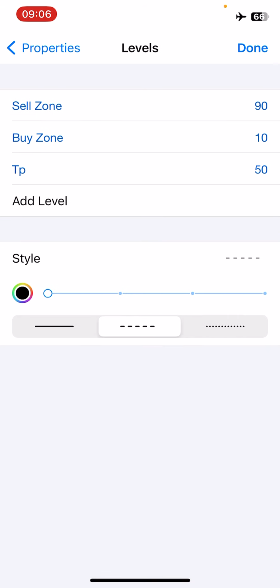You're going to need these 3 levels: your sell zone, your buy zone, and your take profit zone. Your sell zone will be level 90, your buy zone will be level 10, your take profit will be on level 50.